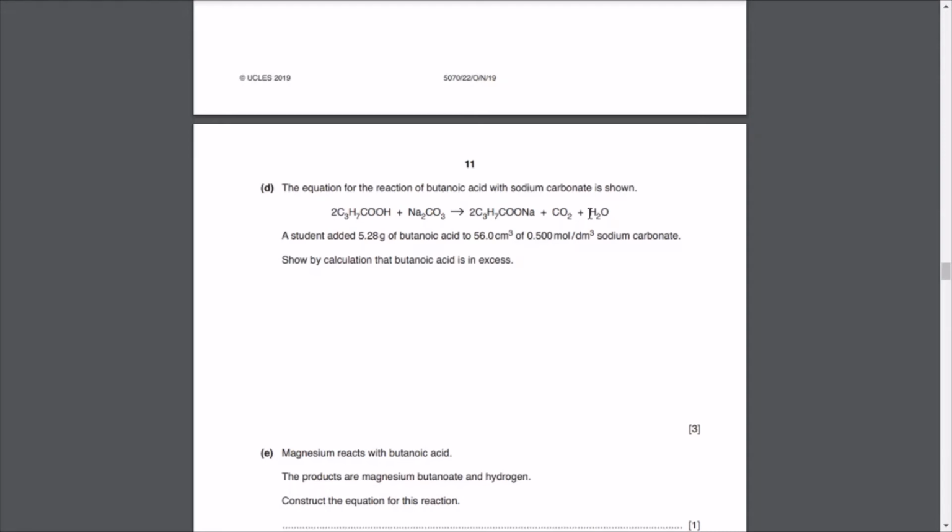First of all, showing the calculation is important. You are supposed to show what steps you take. So first of all, we are simply about to find the moles of butanoic acid, and how are we going to find it? 5.28 gram is the mass. Moles is equal to mass upon Mr. And the Mr of butanoic acid you can calculate: that is 12 for carbon, 12 into 3, plus 7, plus 12, plus 16, plus 16, plus 1.